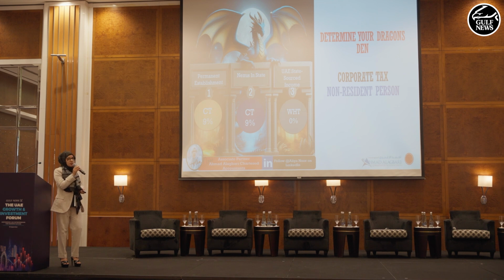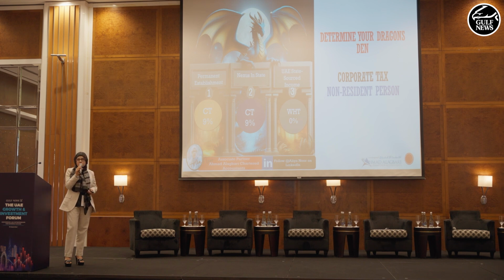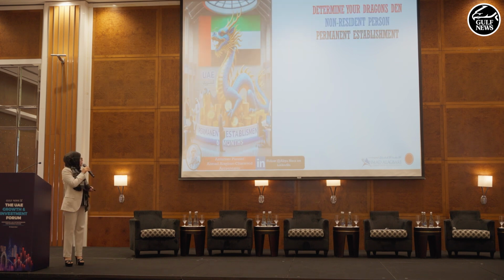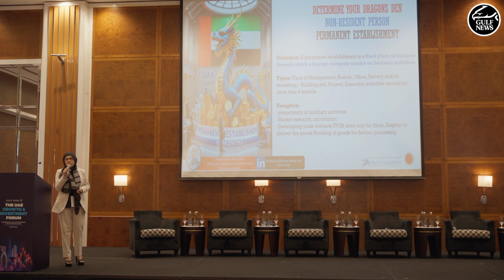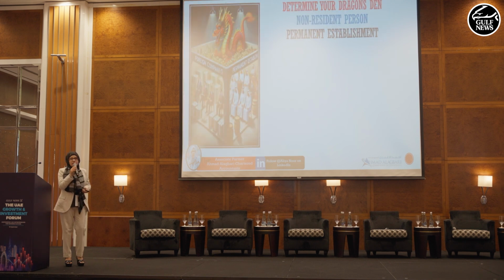Number 2 is the nexus in the state, which is subject to 9%. And the third one is the UAE source state income, which is withholding tax, which is currently 0%. Permanent establishment means you have a fixed place in the UAE from which you are conducting your businesses. It could be a branch, office, factory, but the criteria is 6 months. So once you reach the 6 months for permanent establishment, then you have to register for the CT.